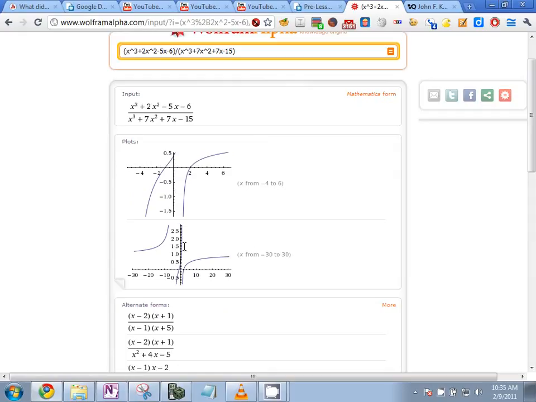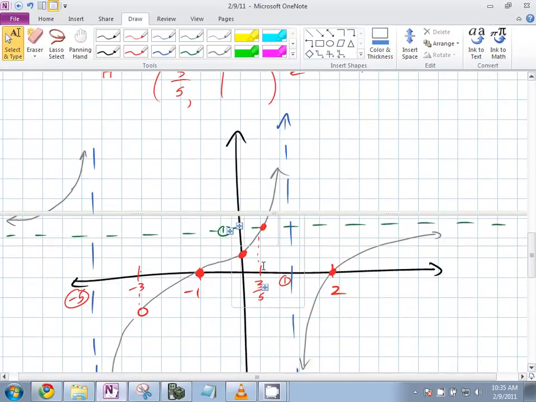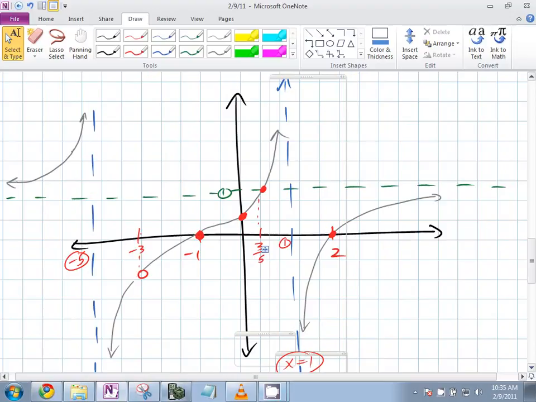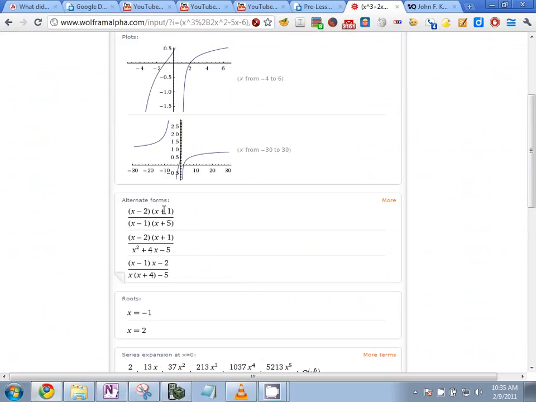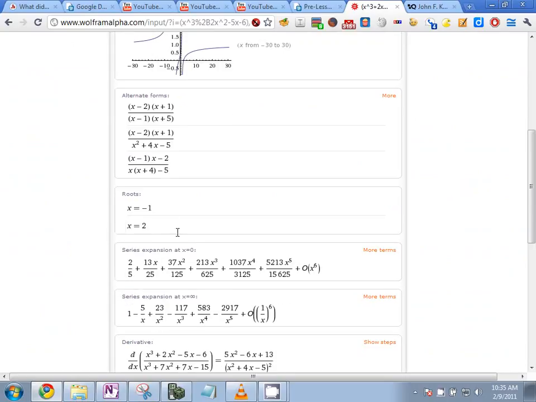Yeah. Wait, does it match exactly what we did? Hold on. Almost, yeah. Oh, yeah, it does. Look, it does match exactly what we did. Look, did it factor it for you? And it not only factored it, what did it do? It canceled, right? Roots, derivatives, and some other fun stuff.